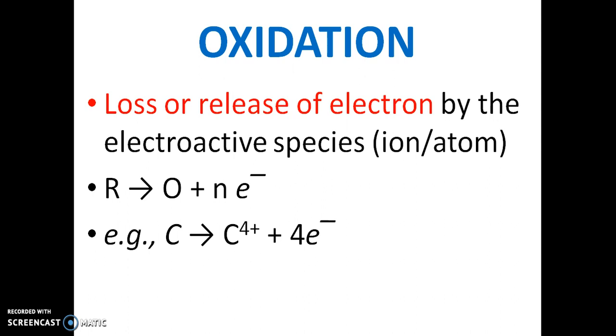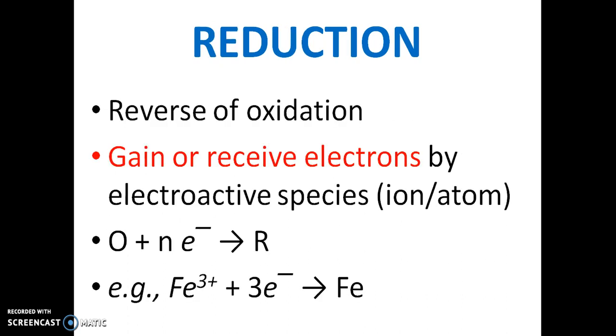Oxidation is a process where there is a loss or release of electrons by the electroactive species, for example an ion or atom. An example is atomic carbon undergoing oxidation by losing 4 electrons, which leads to the formation of carbon 4 plus. And then reduction.